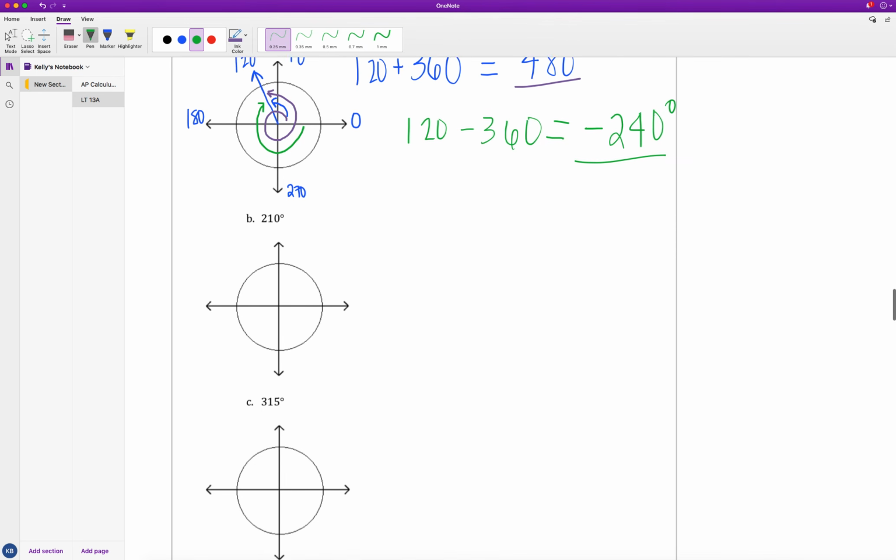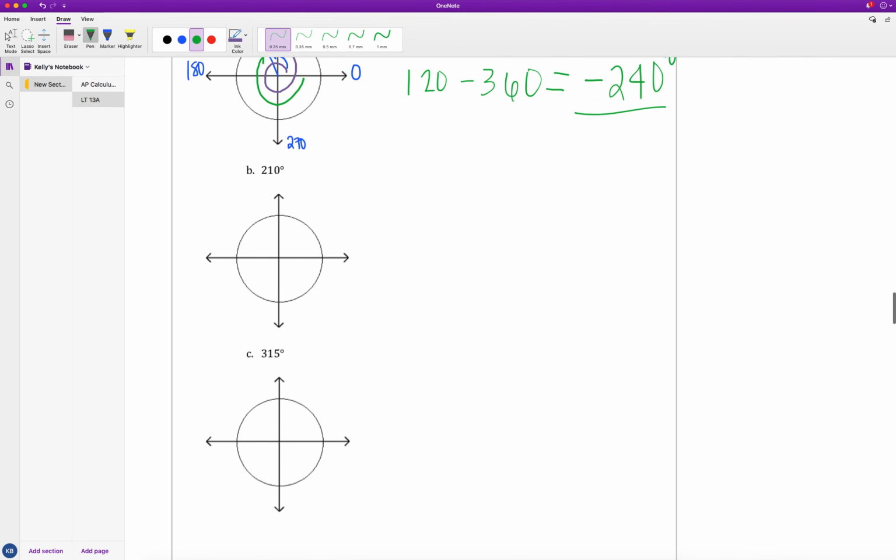Why don't you guys try to find two coterminal angles for both example B and example C? Okay, let's look at 210. So I'm going to go back to labeling my axes. So I have 0, 90, 180, and 270 degrees. So 210 is going to be somewhere here in quadrant 3, and it's the first angle past that 180 degree mark. So that right there is going to be my 210 degree angle.